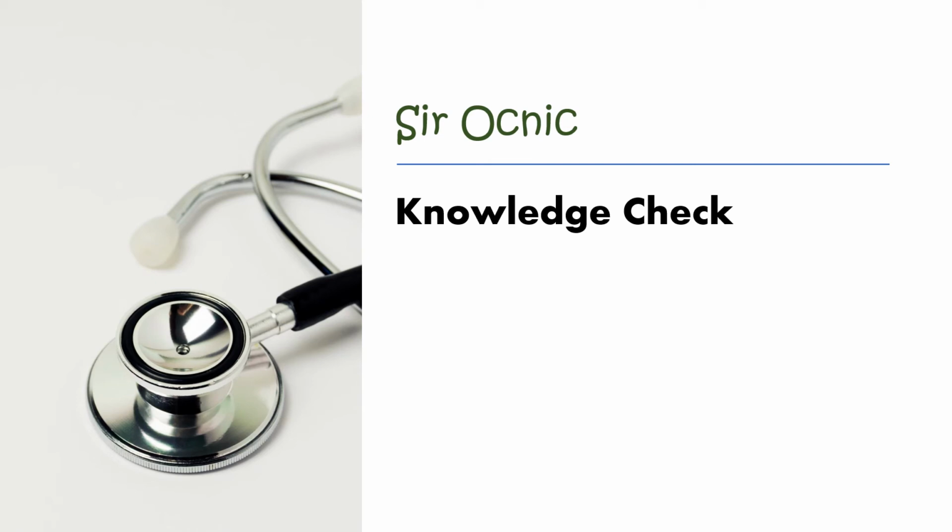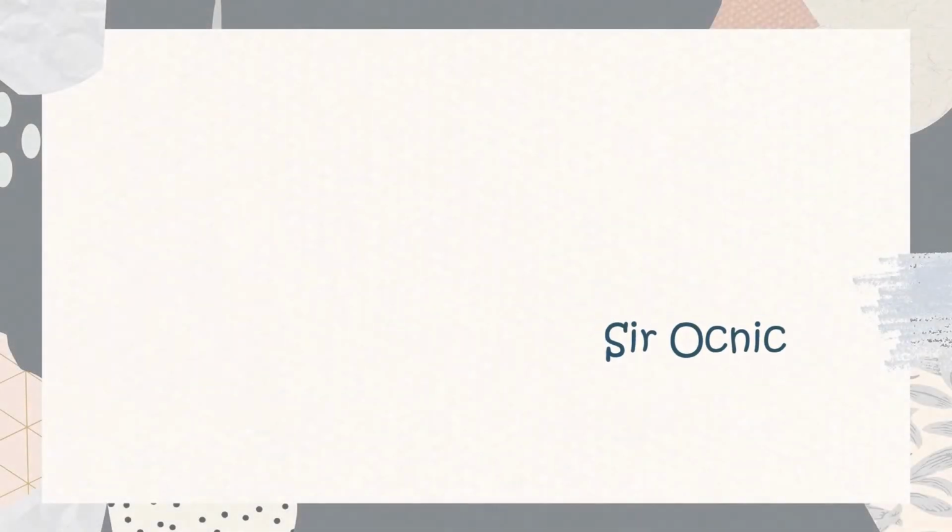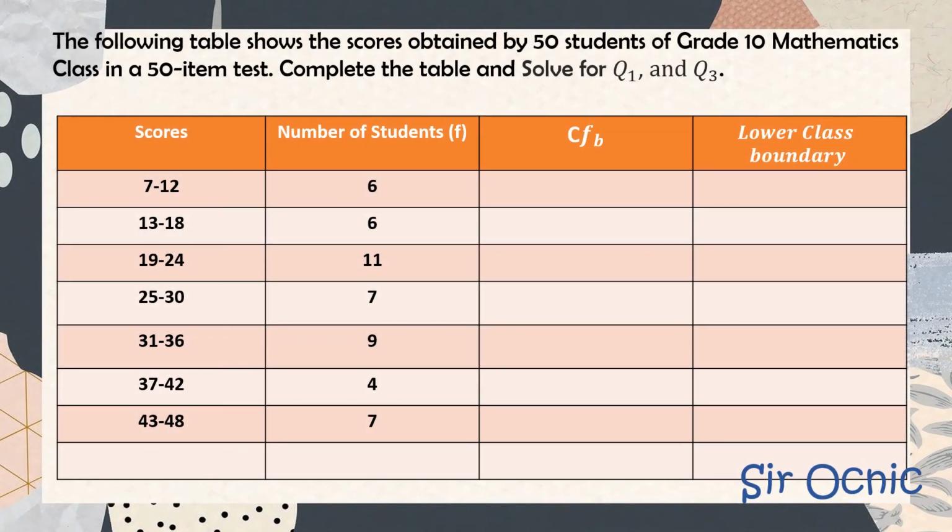Let us now check your knowledge. The following table shows the scores obtained by 50 students of grade 10 mathematics class in a 50-item test. Complete the table and solve for Q sub 1 and Q sub 3. Do not forget to pause this video while you are trying to answer the activity. Good luck!